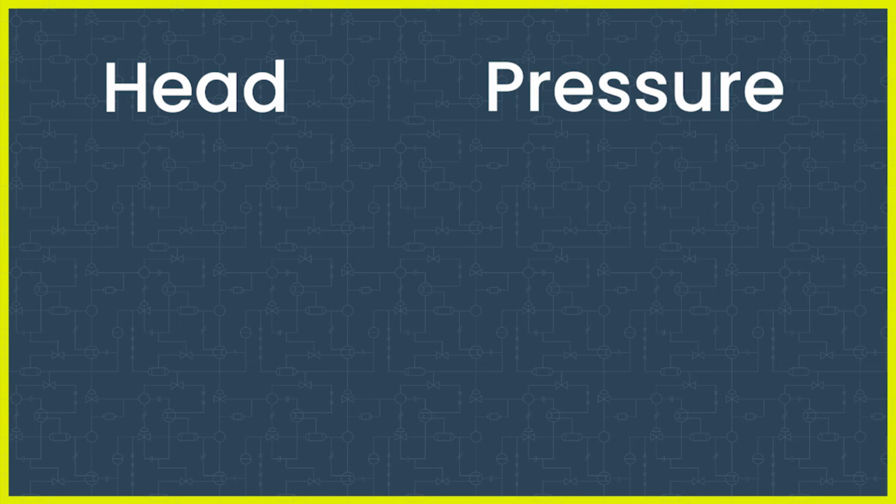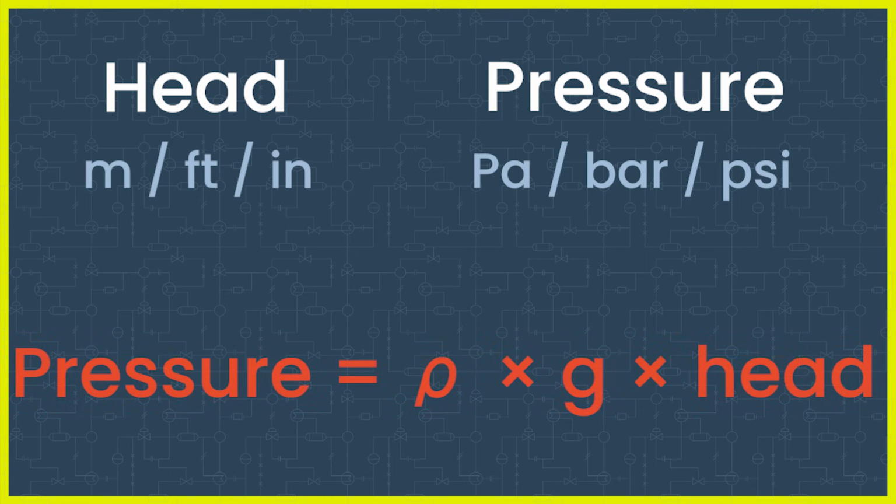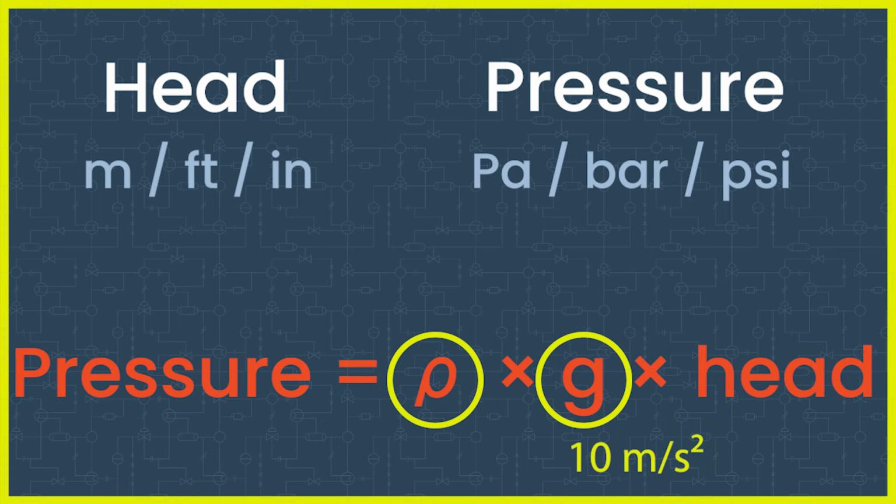We use the term head as a way of expressing pressure. There's nothing too fancy about it, it's just instead of units like pascals, bar or pounds per square inch, we use meters, feet and inches instead. To convert a head into a pressure, all you need to do is multiply the head by the density of the fluid you're talking about, as well as the gravitational acceleration constant, which is roughly 10 meters per second squared. If you're thinking, actually it's 9.8 meters per second squared, get a life.